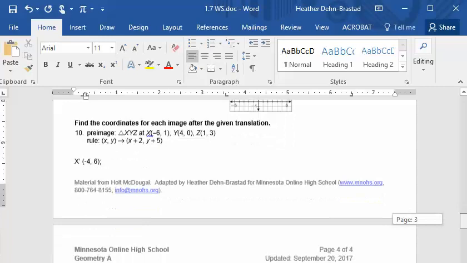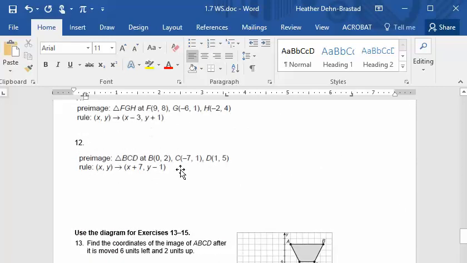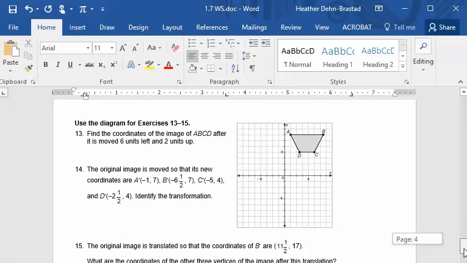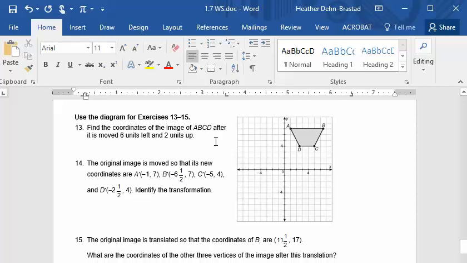And then number 11 and 12 are the same thing, but with different rules. They're all triangles, so they'll each have 3 coordinates to find the b prime, c prime, d prime, and so on. In number 13, it says to find the coordinates of this image, A, B, C, D, after it's moved 6 units left, so this way, and 2 units up.